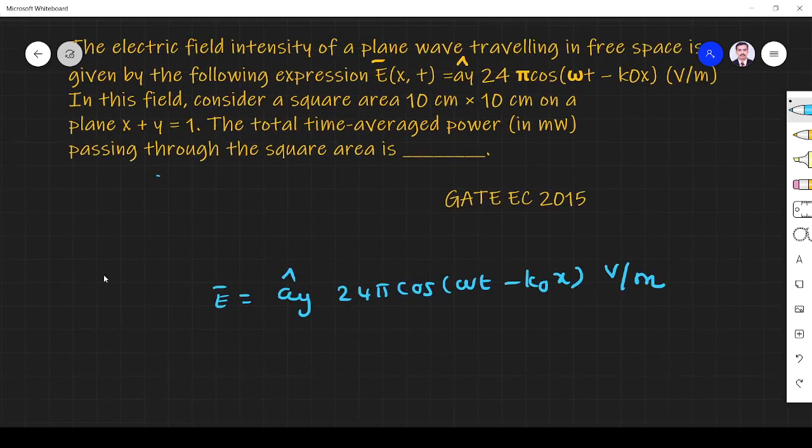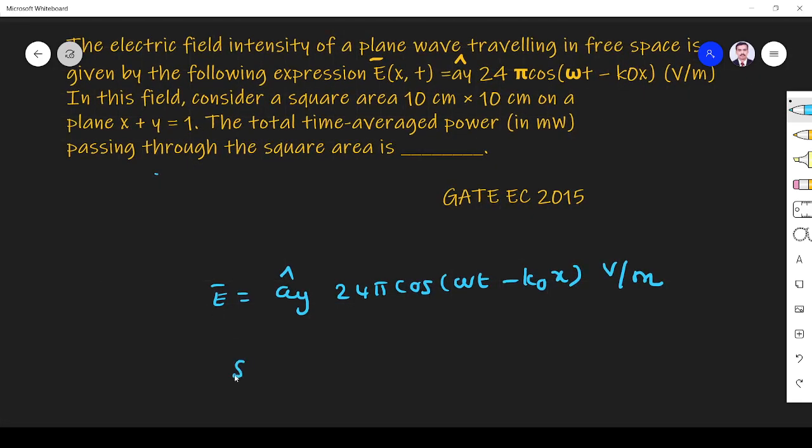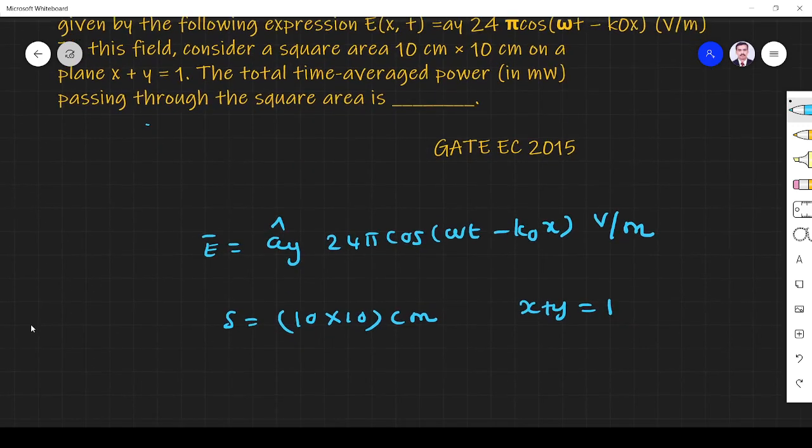In this field, consider a square area of 10 by 10 centimeters on a plane. The plane is x + y = 1. What is the total average? Total, that is very important.